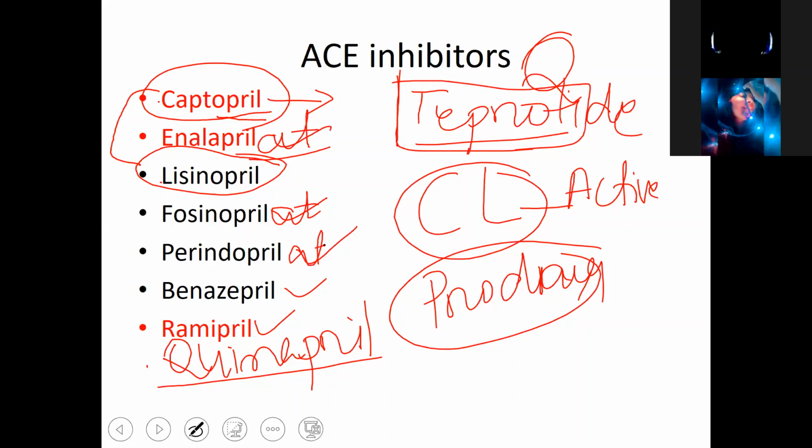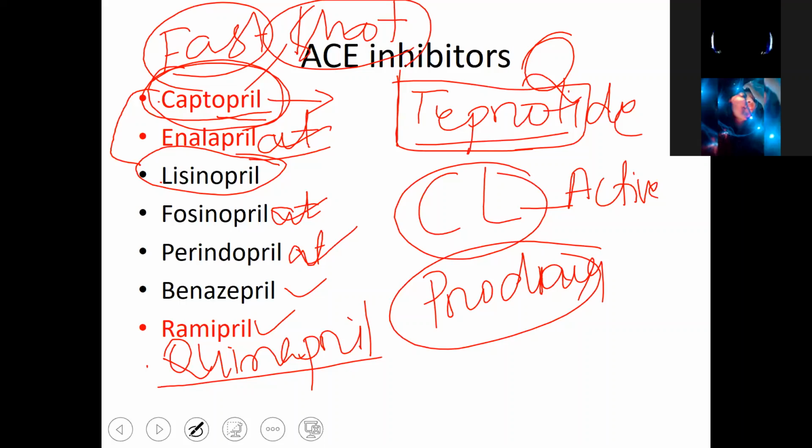The active form is called in the name with a suffix of "at", except captopril and lisinopril, because these are active drugs, so their action is very fast. One thing, because they are active drugs, their half-life is short. So they act faster and for a shorter period.